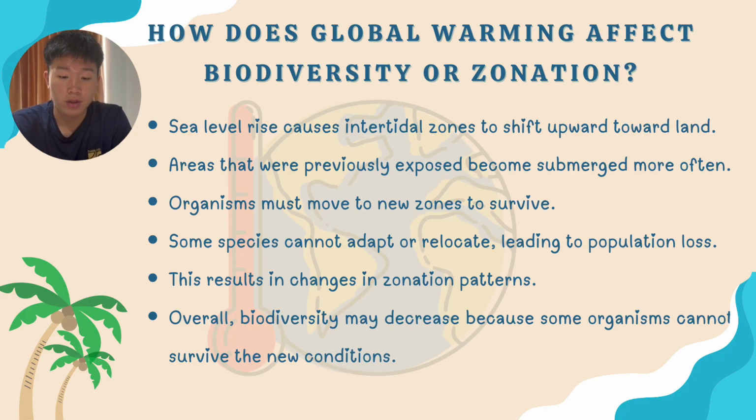Fifth, this results in changes in zonation patterns. As different species move, disappear, or adjust to new environments, the natural zonation patterns along the shoreline begin to change, altering the distribution of organisms in each ecological zone. The last one: overall biodiversity may decrease because some organisms cannot survive the new conditions. Global warming may reduce biodiversity in coastal ecosystems because some organisms are unable to tolerate the new environmental conditions or compete successfully in the newly formed habitats.